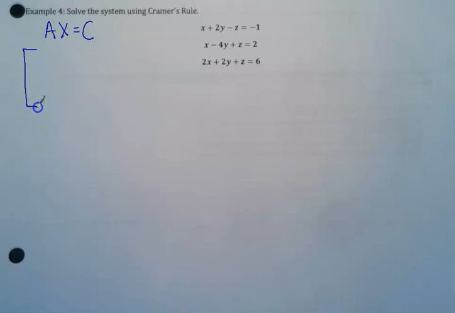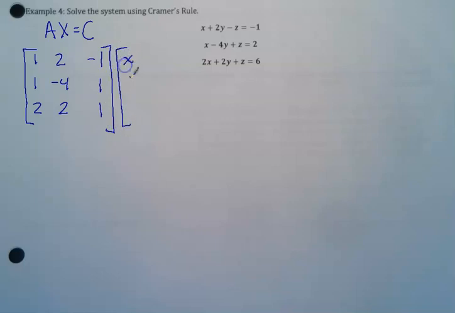For our first equation, we have 1, 2y, -z, so -1. Our second equation is 1, -4, and a +1. And for our third equation, we've got 2x, a 2 for y, and just a z, so a 1. Our X matrix is going to be x, y, z. And our C matrix is -1, 2, and 6.